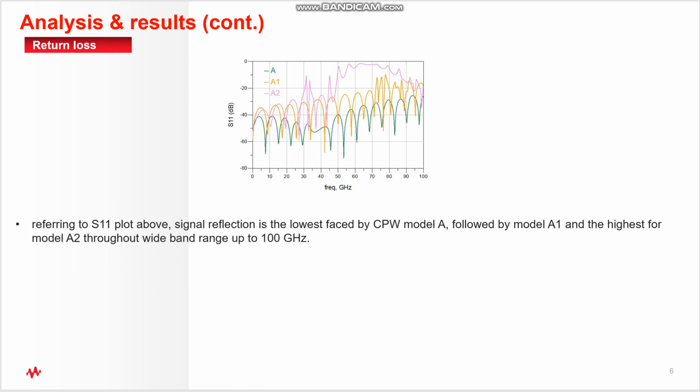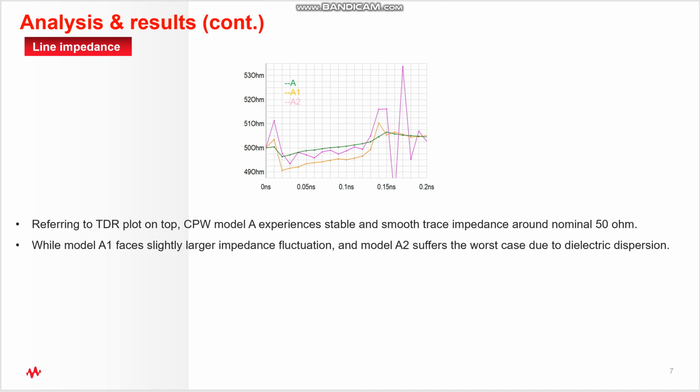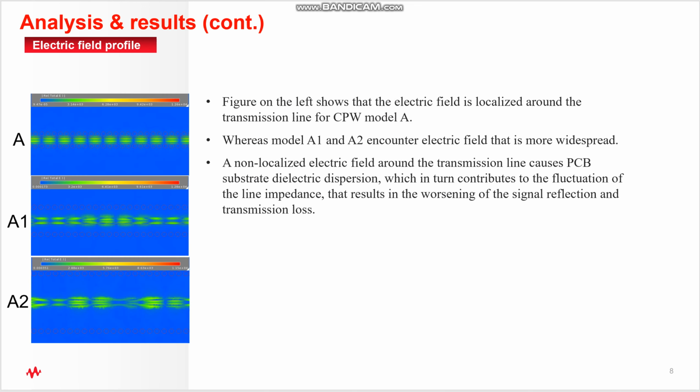And next for return loss, referring to the S11 plot above, the signal reflection is the lowest faced by the CPW model A, followed by A1, the highest for A2 throughout the wideband range up to 100 GHz. Next, for line impedance, referring to the TDR plot on the top, CPW model A experiences stable and smooth trace impedance around nominal 50 ohm, while model A1 faces slightly higher impedance fluctuation. A2 suffers the worst case due to the dielectric dispersion.